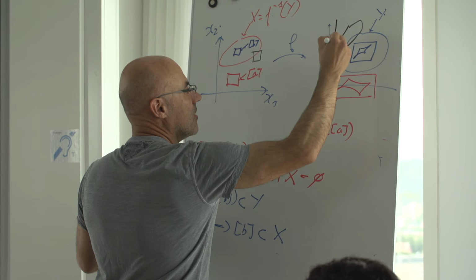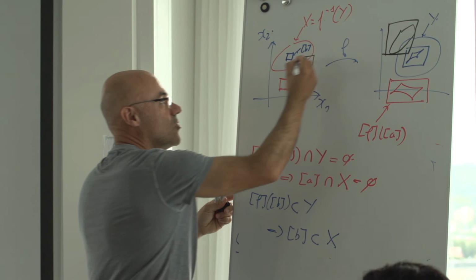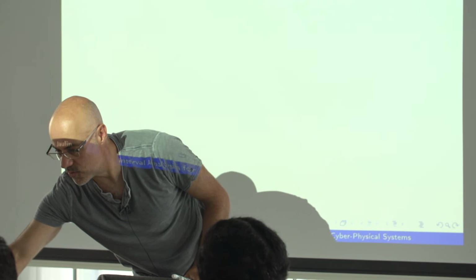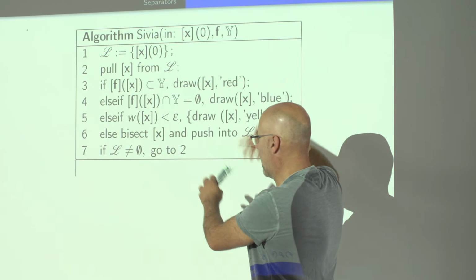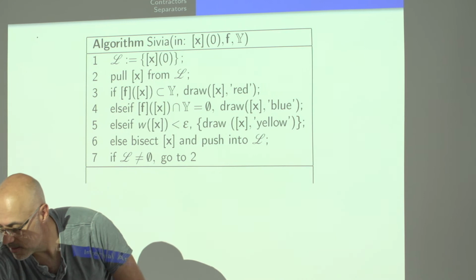I'm neither inside nor outside, so I will bisect this box. And it is the algorithm called CVIA, which corresponds to a set inversion problem. I test if I am inside or outside. If I am not too small, I bisect and push into a list, up to when the list becomes empty.